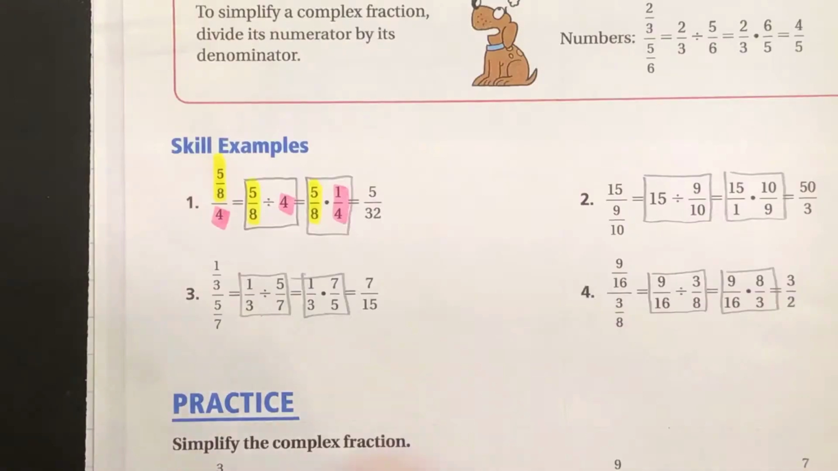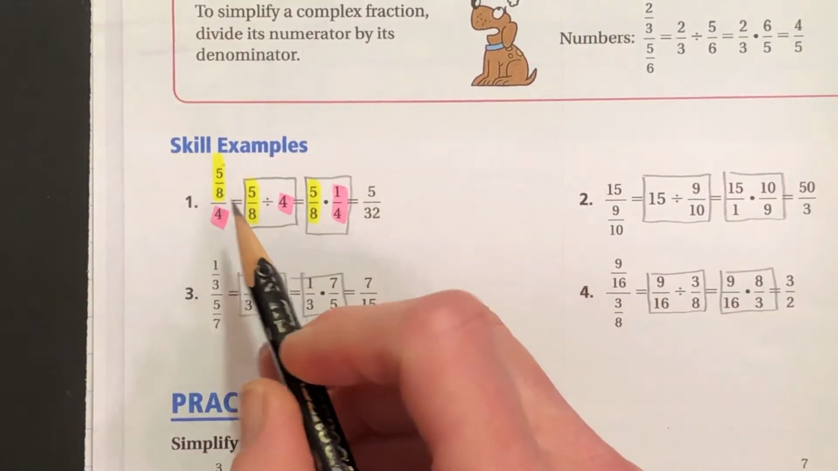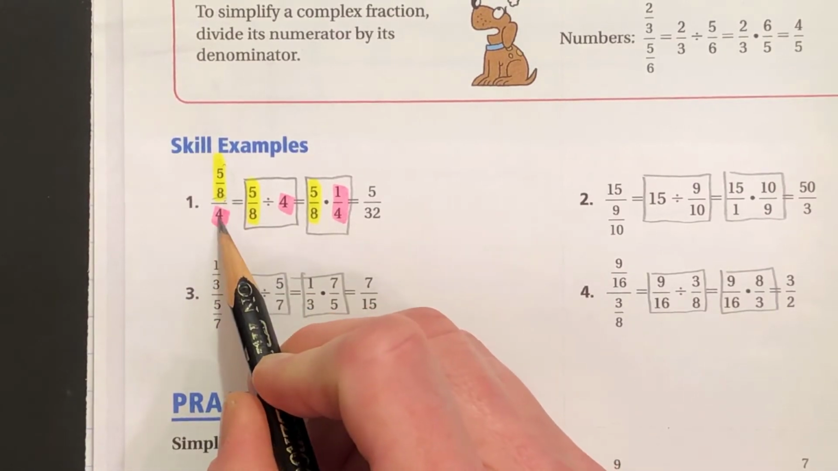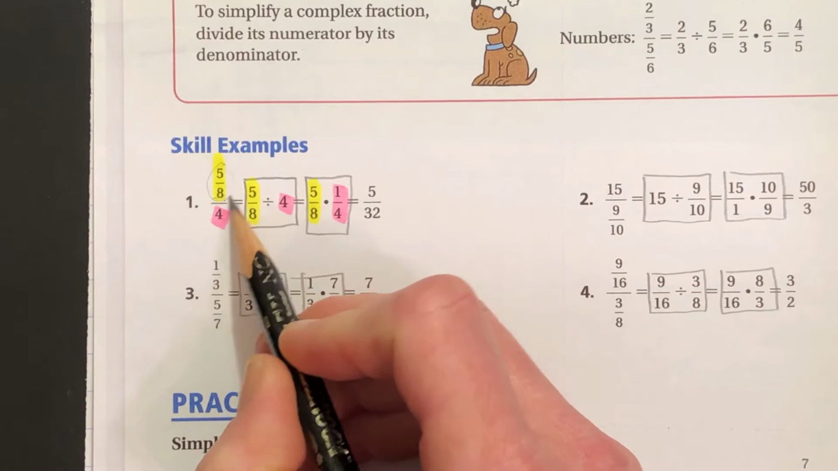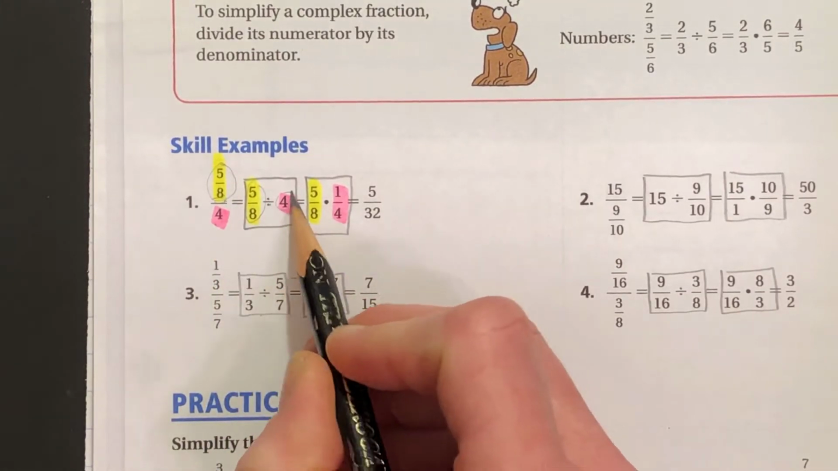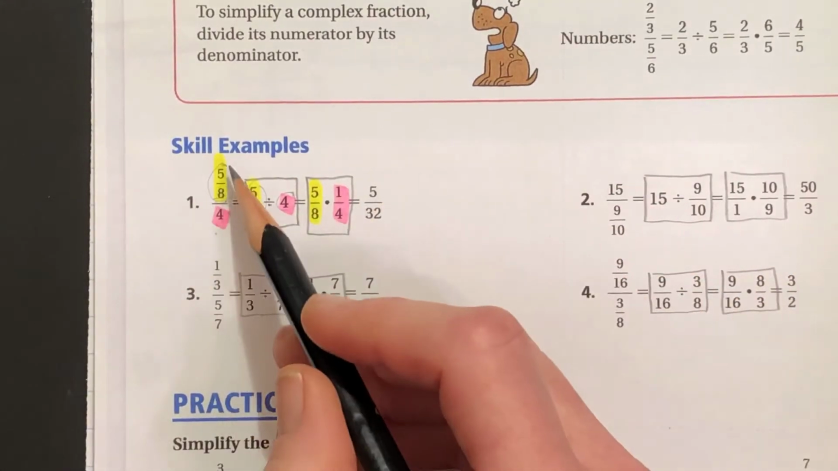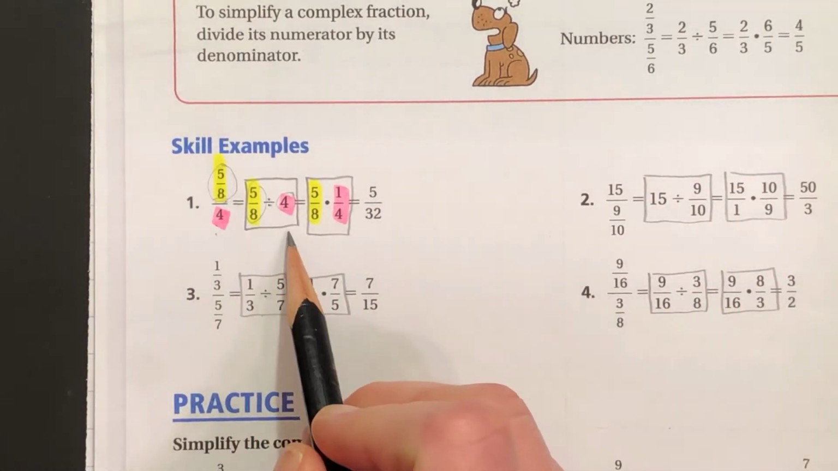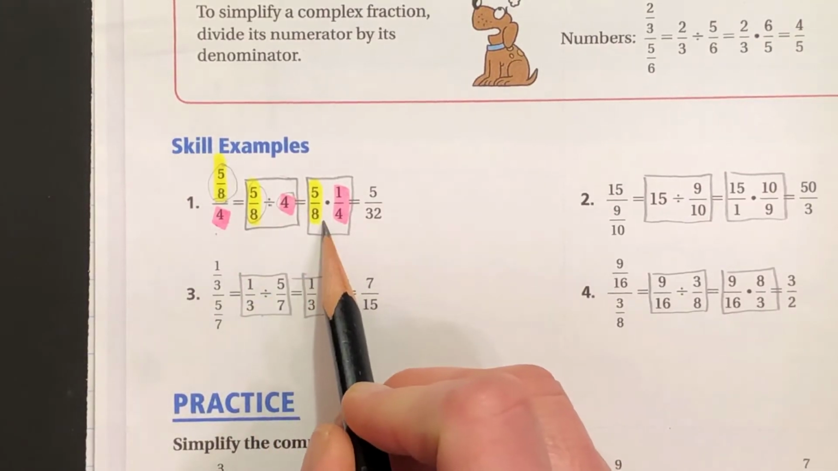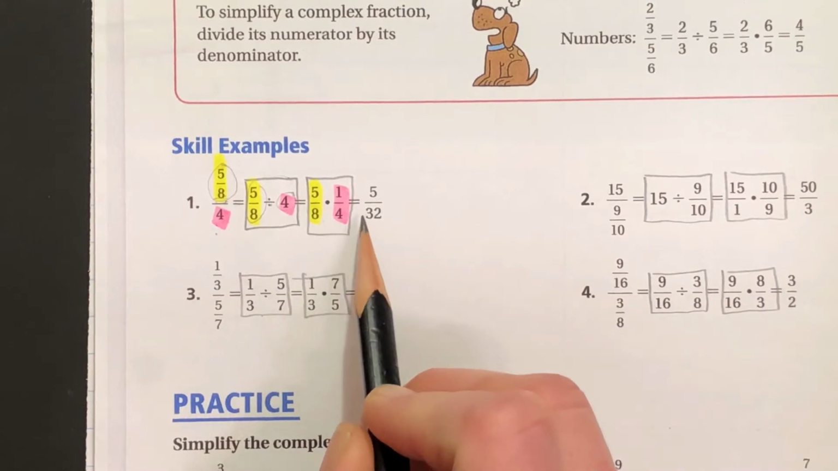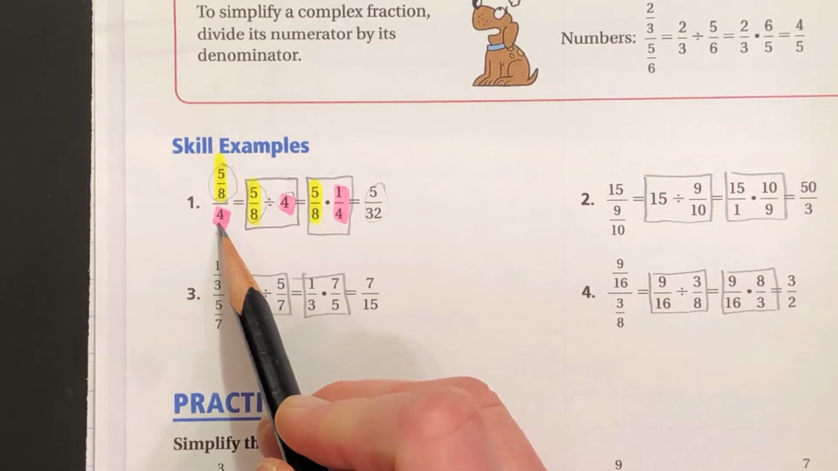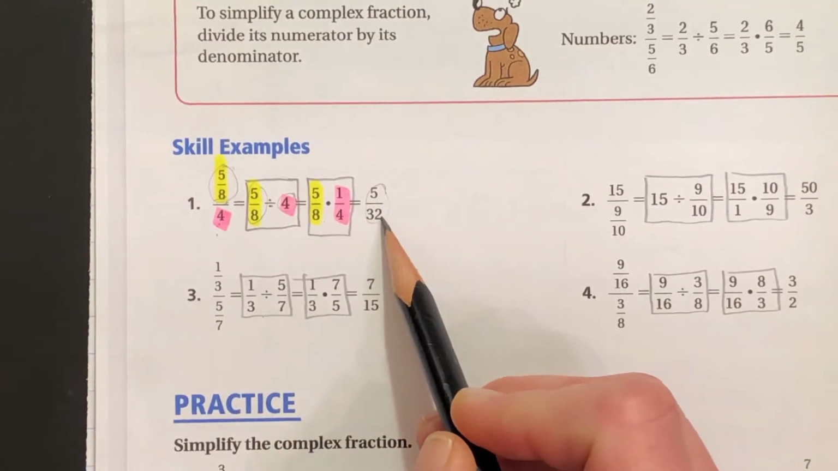Here are the examples. You have 5/8 over 4. 5/8 divided by 4. You see that? Take it from fraction form to horizontal form, division. Rewrite it as a multiplication, and here's the value. 5/8 over 4 is 5/32.